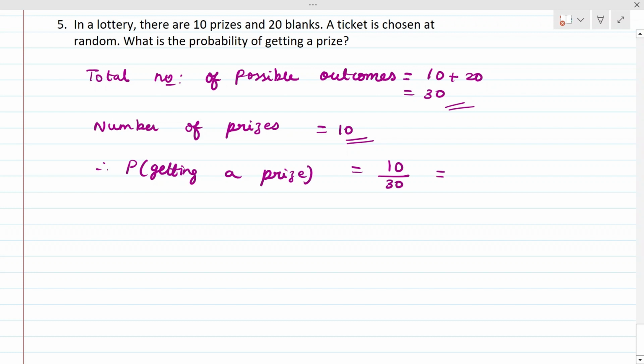I told you, you cannot leave it like that. You have to cancel until no common factor remains, and after that you cannot cancel. So 10 by 30 is equivalent to 1 by 3. That's all. This is mental math only. There is nothing more in this problem, but all the steps matter here.